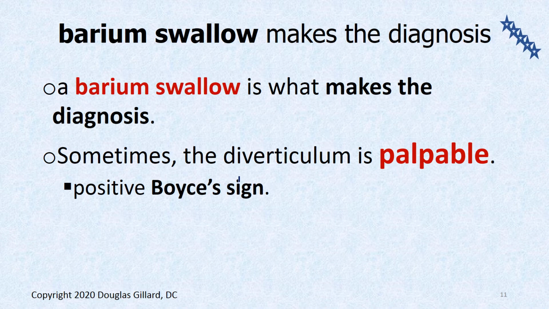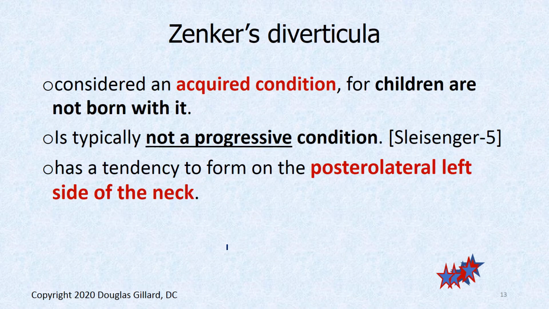Yep. Sometimes you can palpate between the lamina of the thyroid cartilage and the SCM. Sometimes you can actually feel, if you shake that area, a little liquid gurgling beneath your fingers. That's actually called a Boyce's sign. And so sometimes there is a palpable sign for Zenker's diverticulum. It's considered acquired. You're not born with it. And it usually doesn't progress.